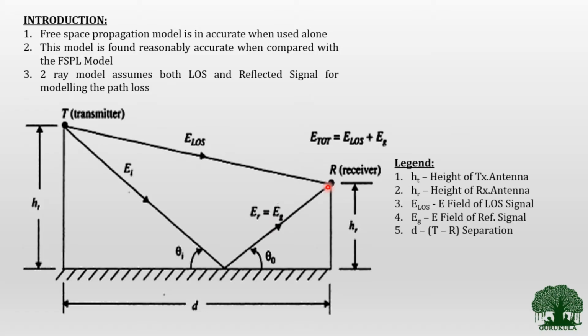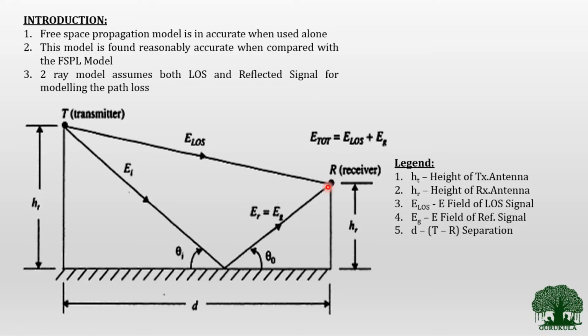Furthermore, to get a better understanding, HT represents the height of the transmitting antenna, HR represents the height of the receiving antenna, ELOS represents the E field of the line of sight signal, and EG represents the E field of the reflected signal, where D represents the transmitter receiver separation, or the distance between the transmitter and the receiver.